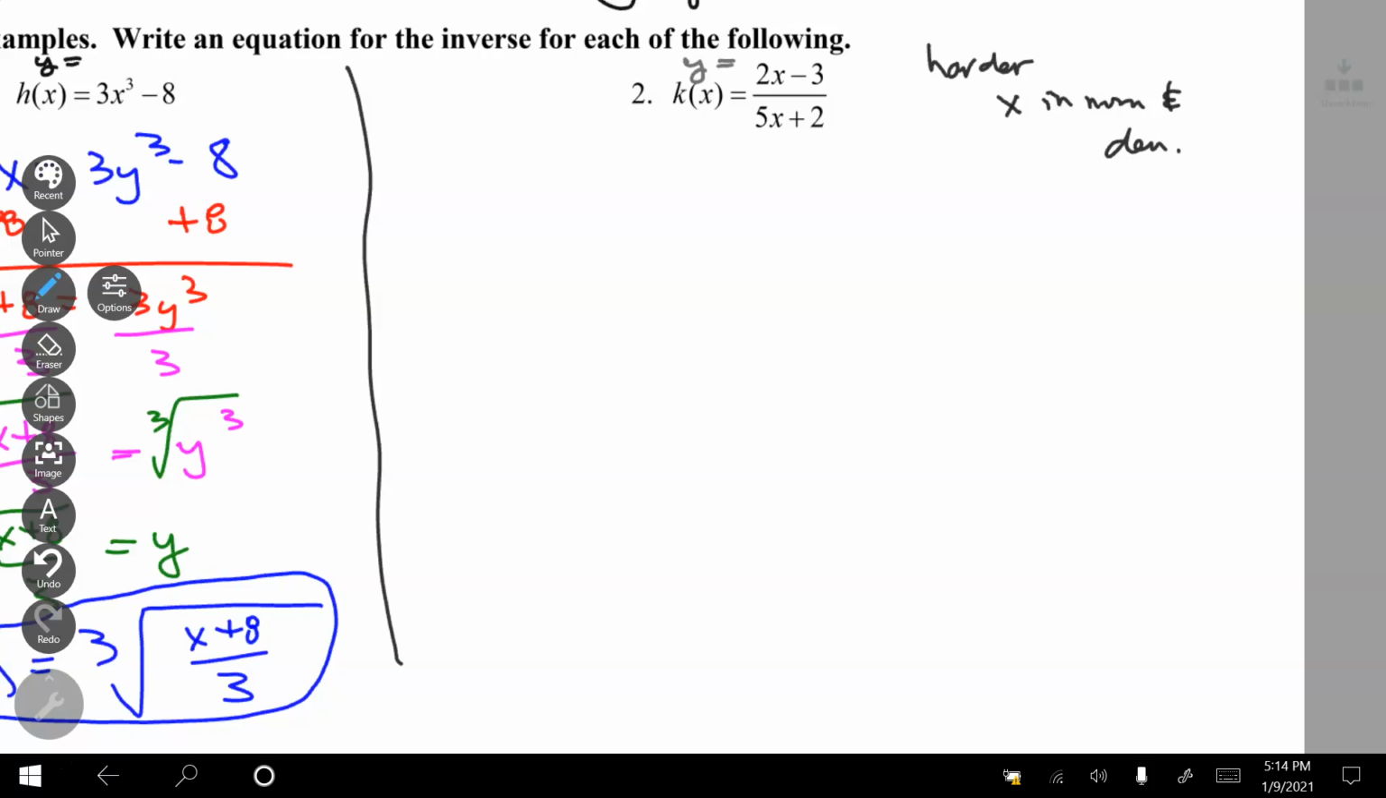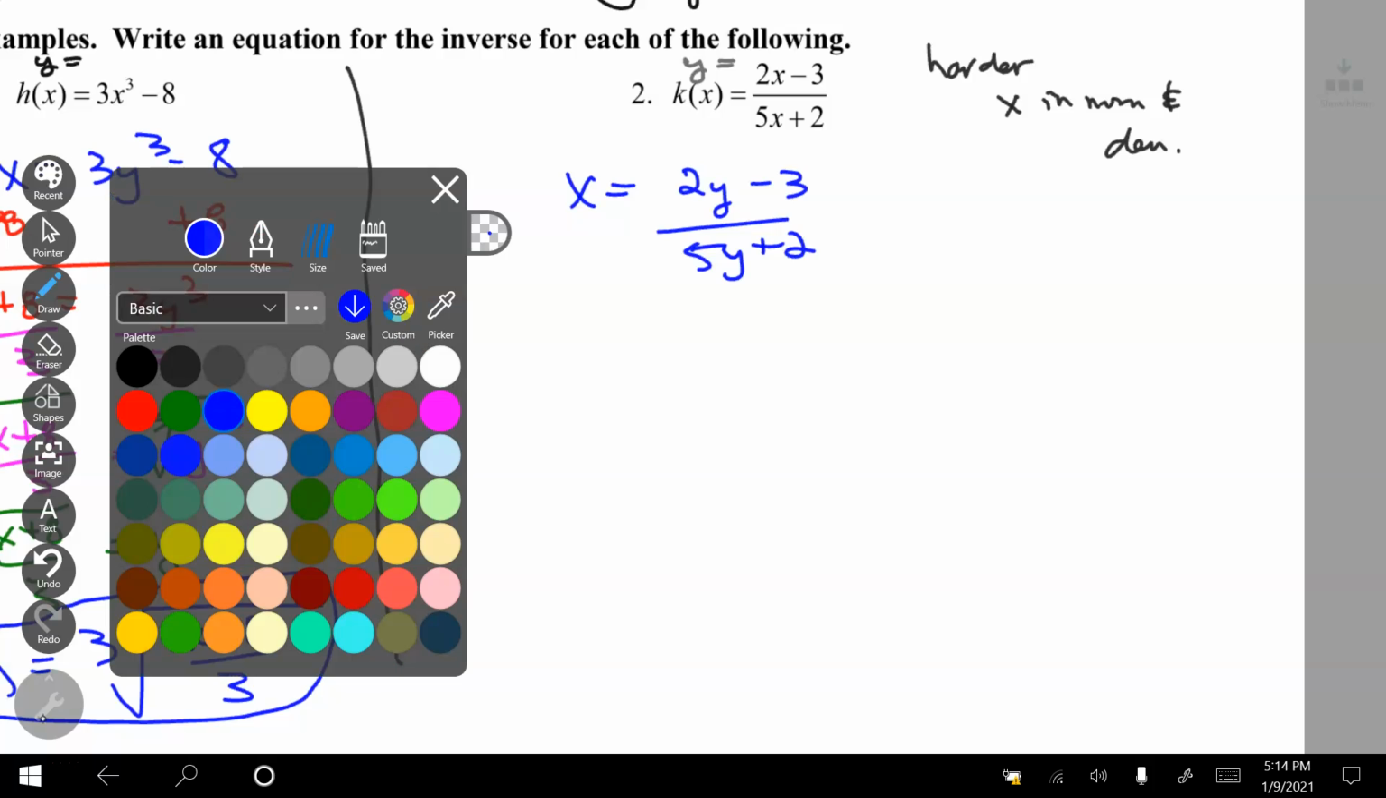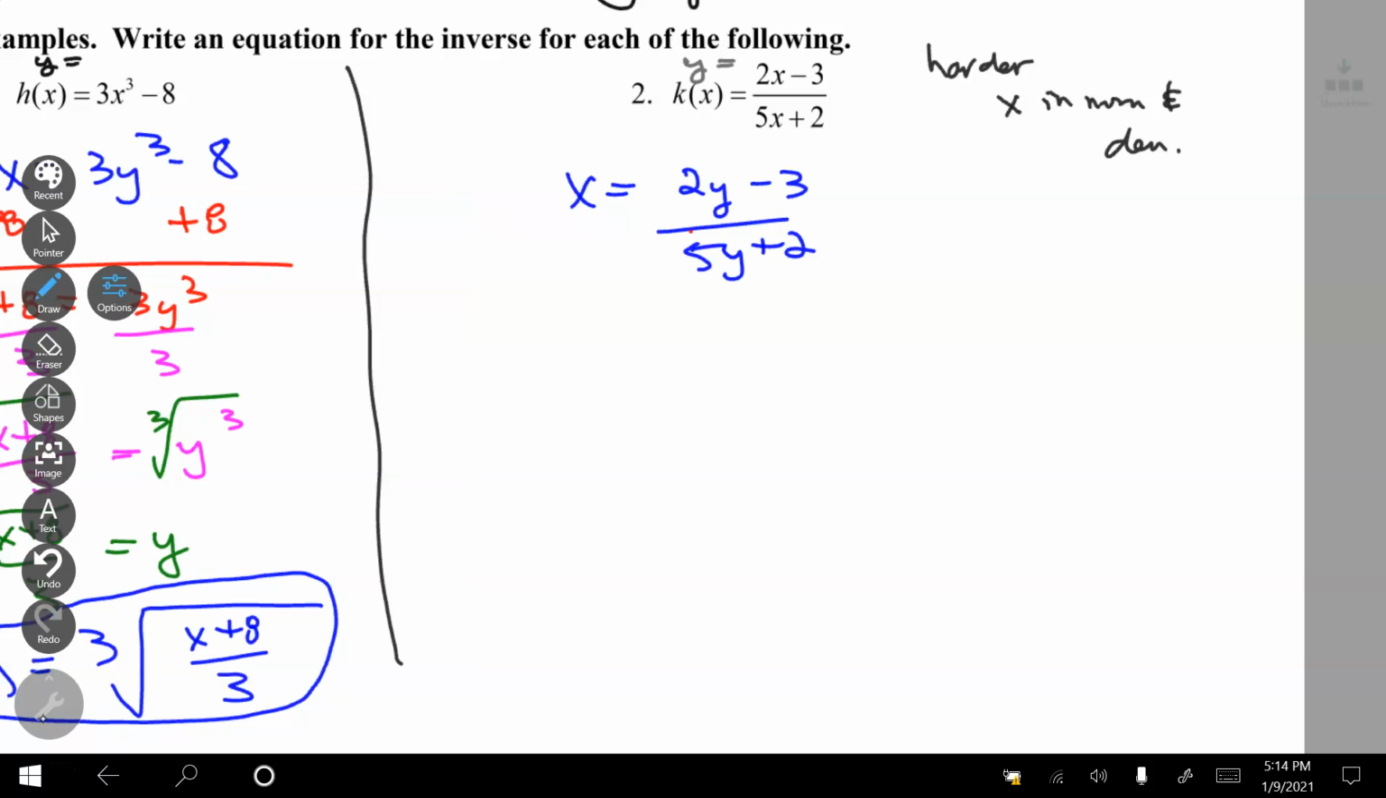So this is going to be a more difficult problem because I have x in the numerator and denominator, so I have to be more careful with my algebra manipulation. So the first thing I'm going to do is switch. So now instead of having y equals, I'm going to have x equals (2y minus 3) over (5y plus 2). That's where I start. That's my switch. Not a big fan of having this fraction, so I'm going to multiply by 5y plus 2 on one side, and when I do it to one side, I have to do it to the other.